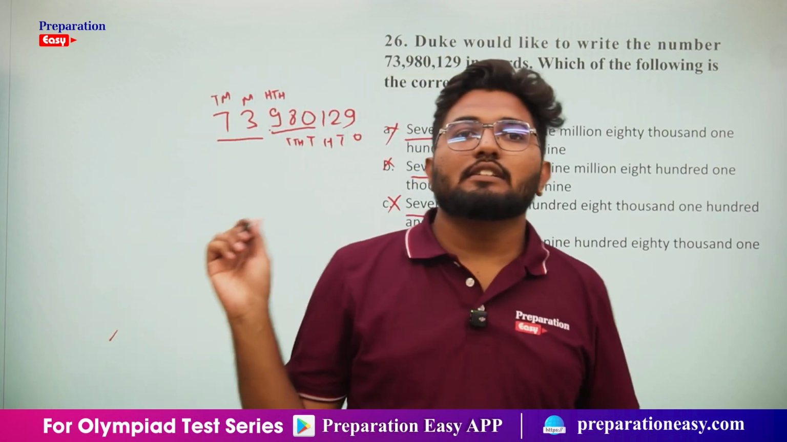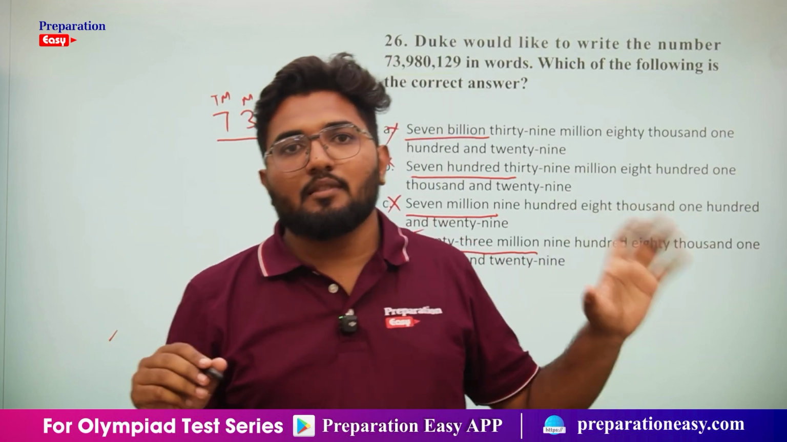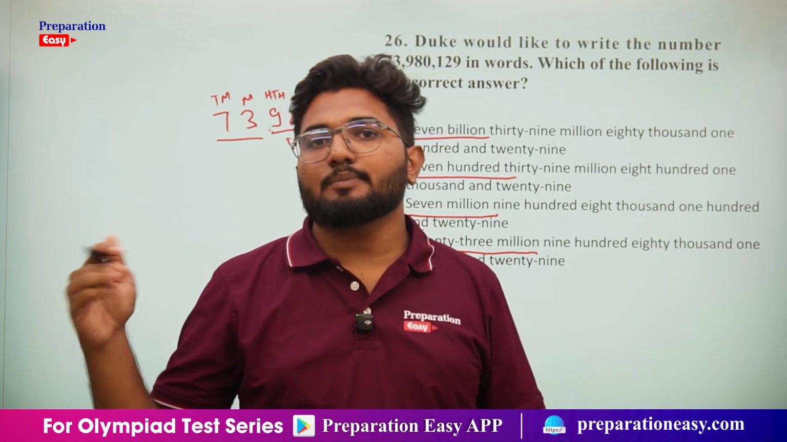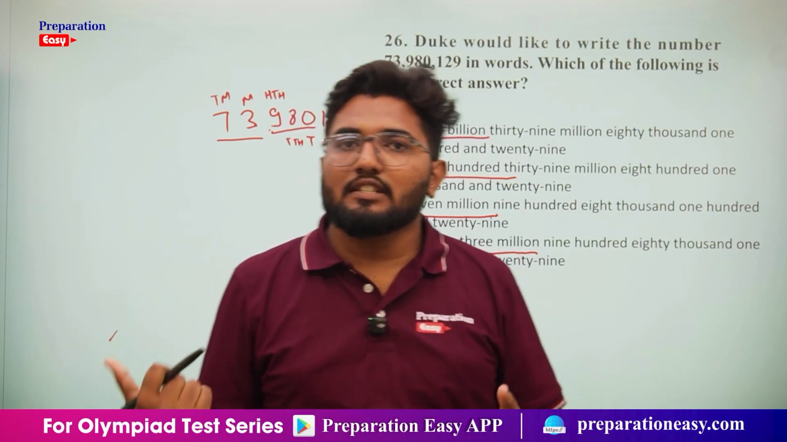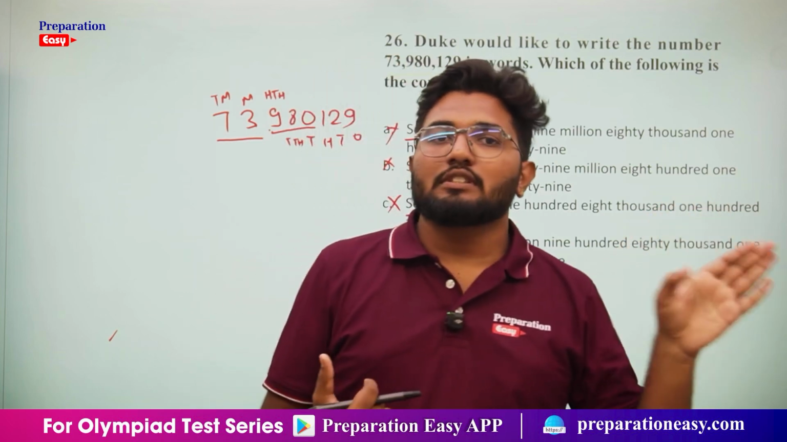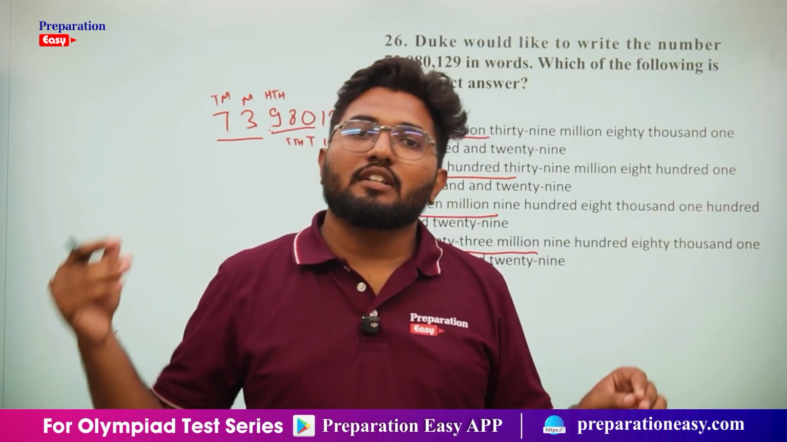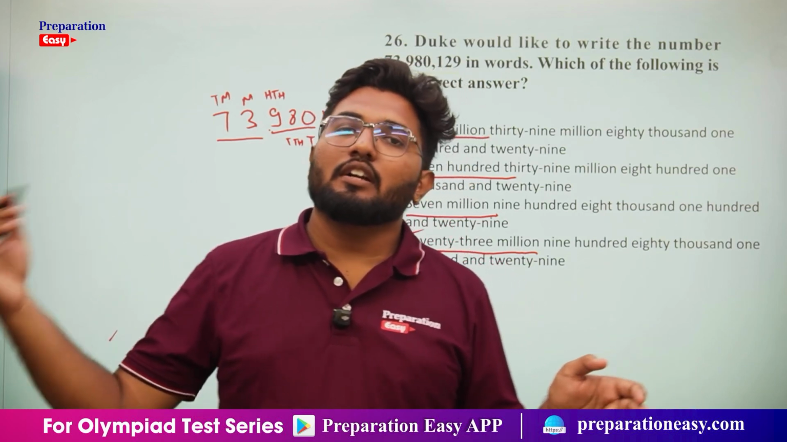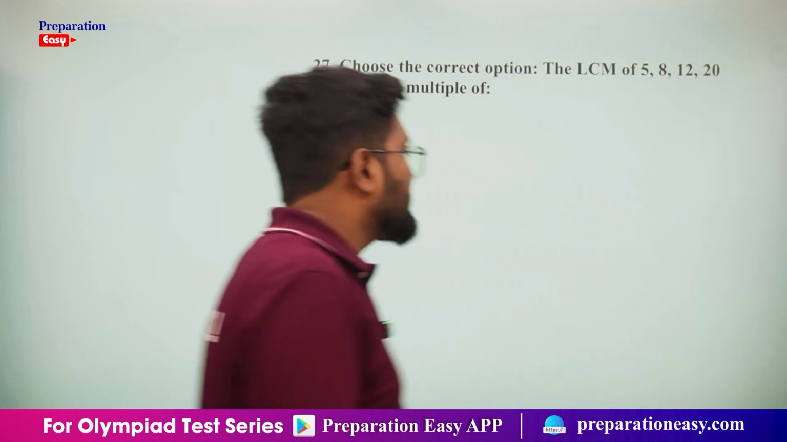This is the international number system, and in the Indian number system we go from ones, tens, hundreds, thousands, 10,000, then lakh, 10 lakh and crore. But in the international system we start from ones, tens, 100, then 1000, then 10,000, then 100,000, then million, 10 million, 100 million. Okay, perfect. Let's move to the next question.